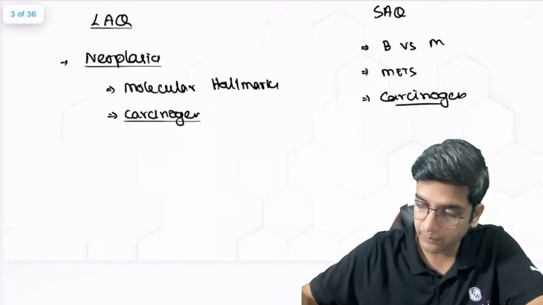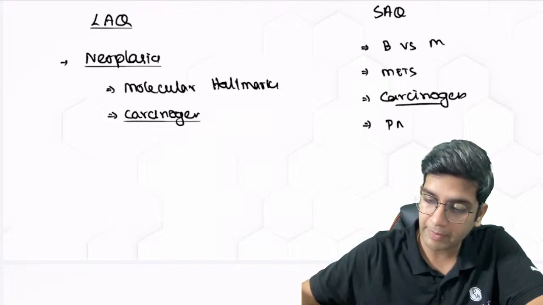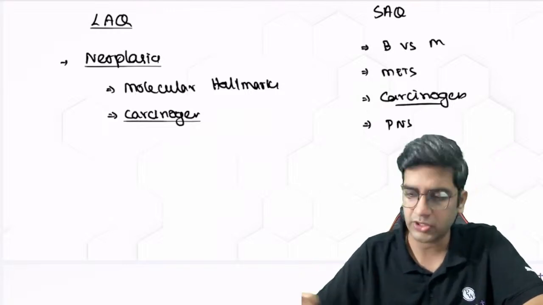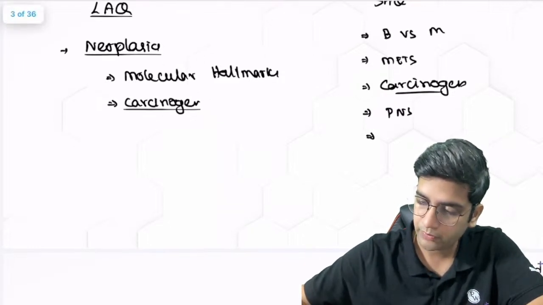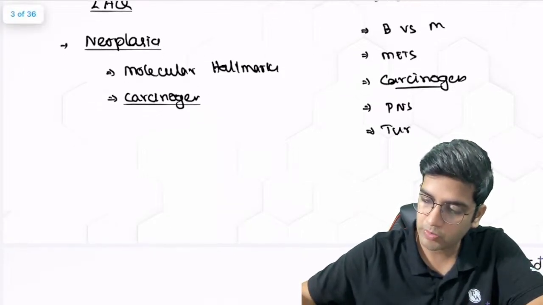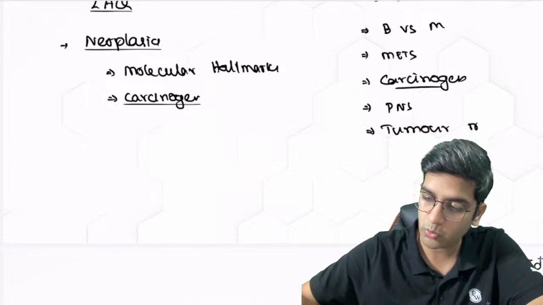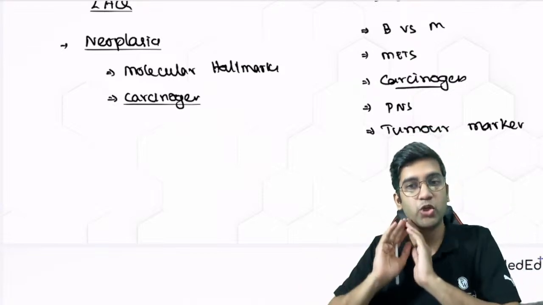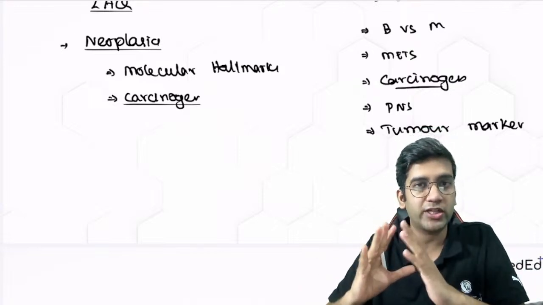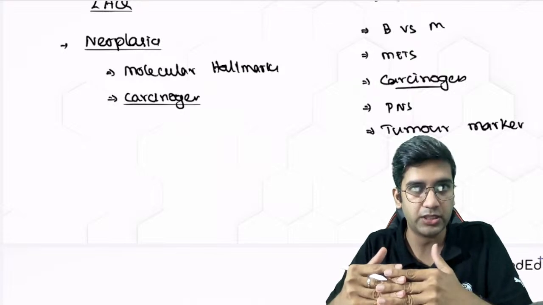Then, again, there are a few clinical aspects. Paraneoplastic syndrome, I'm writing PNS for paraneoplastic syndrome, and also we have tumor markers. There's a very likely possibility that you can have questions on tumor markers as well, right? So these are the possible long answer and short answer questions which you can expect from neoplasia.